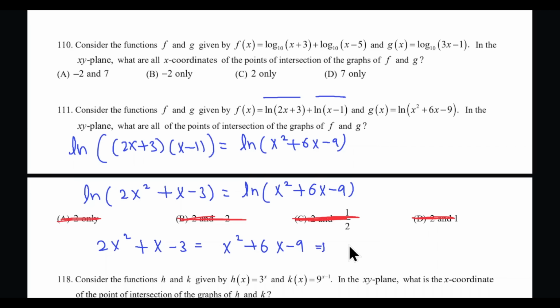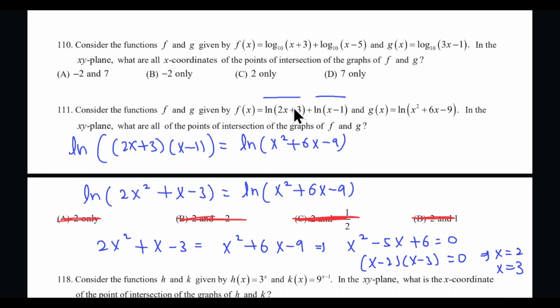So this is going to be bring everything on one side, so it'll become x squared minus 5x plus 6 is equal to 0, which is just x minus 2, x minus 3 is 0, which means that x is 2 and x is 3. But don't blindly accept these answers. Just make sure that these are not extraneous.